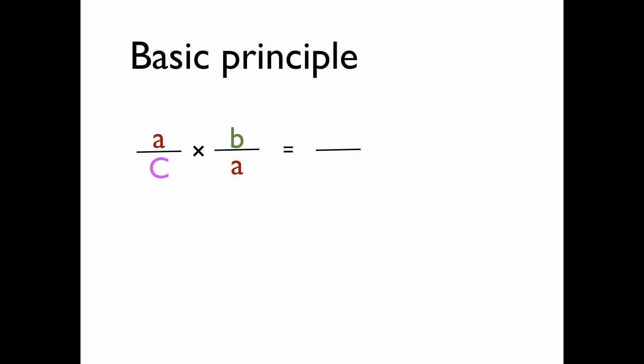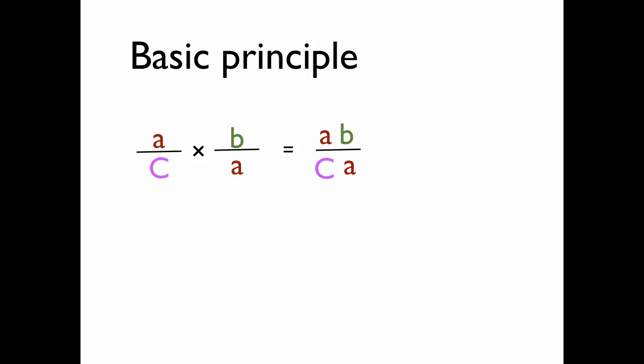If I have two fractions, A over C and B over A, and I'm multiplying them, what I would do is I would multiply the two numbers on top, so therefore the two numerators, A times B, and I would multiply the two numbers on the bottom, therefore the two denominators, C times A. So I'd be able to express it, what's on the left, A over C times B over A is the same as AB over CA.